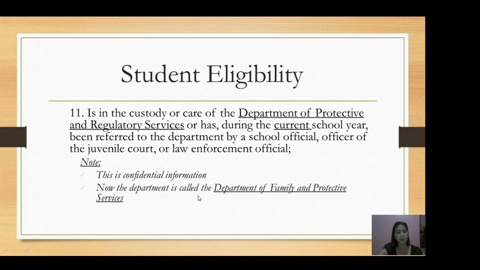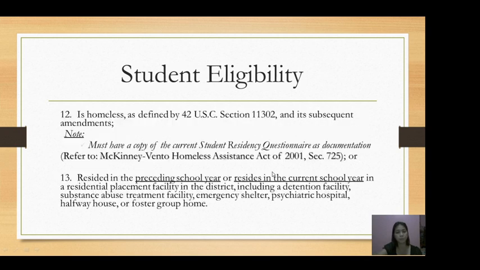Eleven: the student is in the custody or care of the Department of Protective and Regulatory Services or has, during the current school year, been referred to the department by a school official, officers of the juvenile court, or a law enforcement official. Note also that this is confidential information. The department is now called the Department of Family and Protective Services.